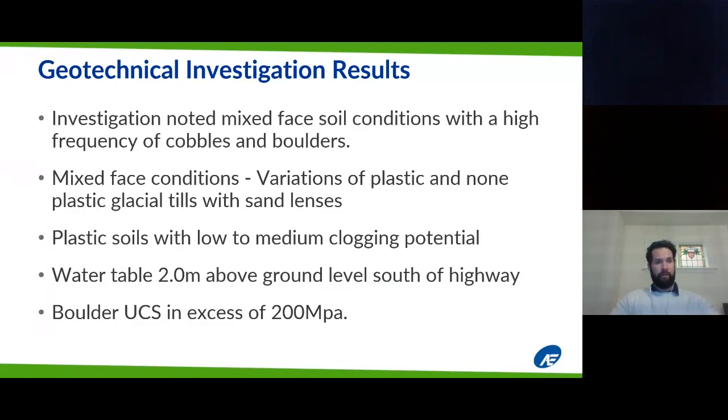The boulder unconfined compressive strengths were in excess of 200 MPa, and we did find boulders in both of the shafts that I just showed you on the previous slide. They were in excess of 900 mil. They were made from granite, and we did do some core sampling on them, and they were in excess of 200 MPa. So this was a good check for the GBR on this one. So we did field verify the strength of the rock in this case.